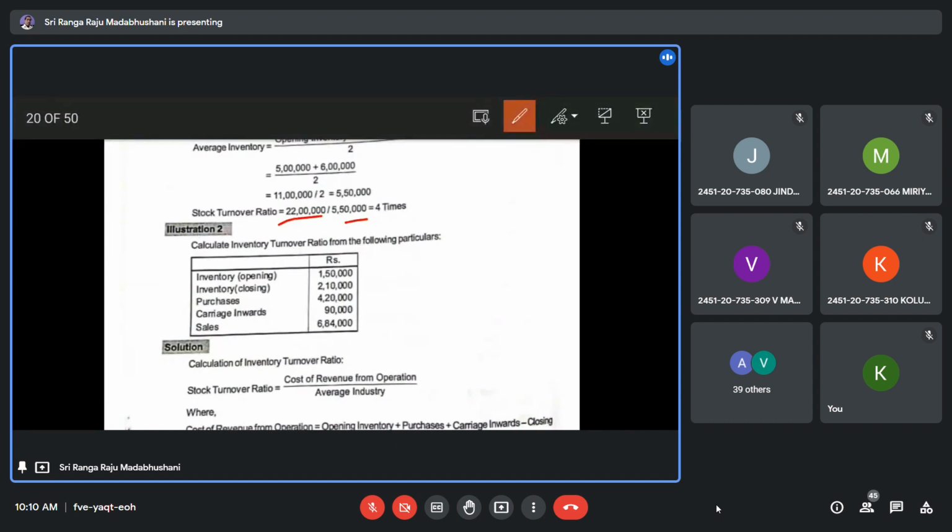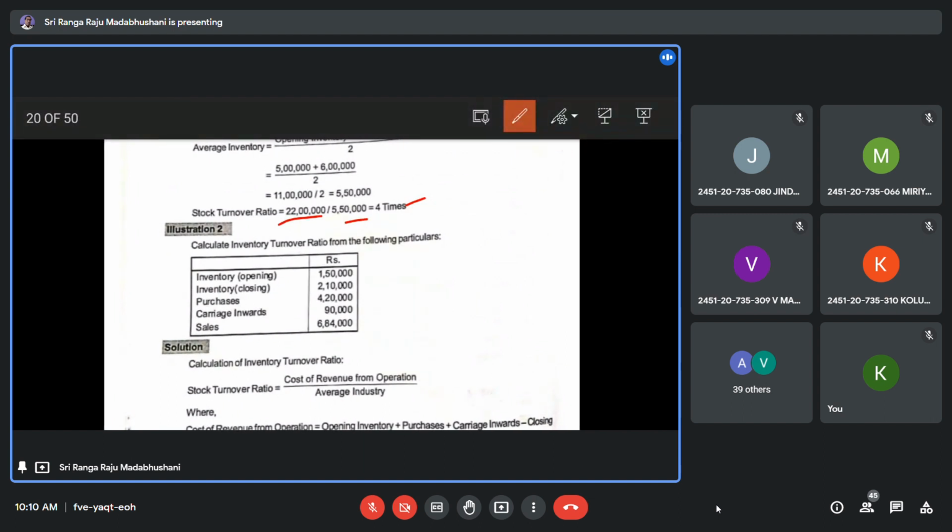22 lakhs by 5 lakh 50,000, 4 times. So 4 times we purchased and sold the goods. Once in a quarter, for each quarter we are able to sell the total lot of whatever we purchased.